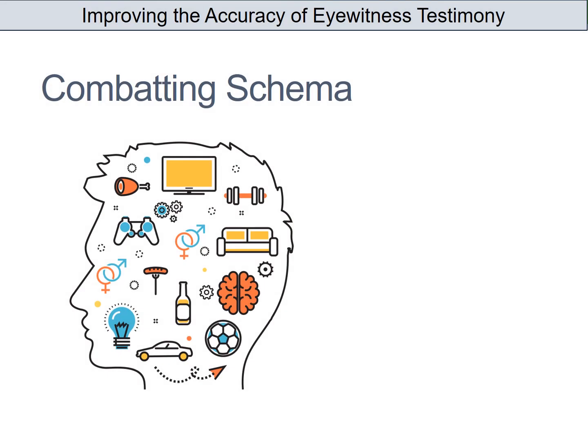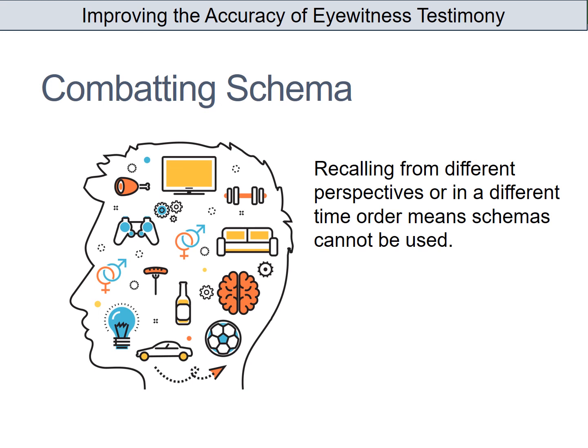Now, the way these second 2 components work is by combating schema. Now, we've referred to schema before. They're a set of ideas that we have about something, and while they're useful in that they can help us process information more quickly, they provide shortcuts for processing information. They can also reduce the accuracy of eyewitness testimony because we end up remembering what we expect to see, not what we actually see.